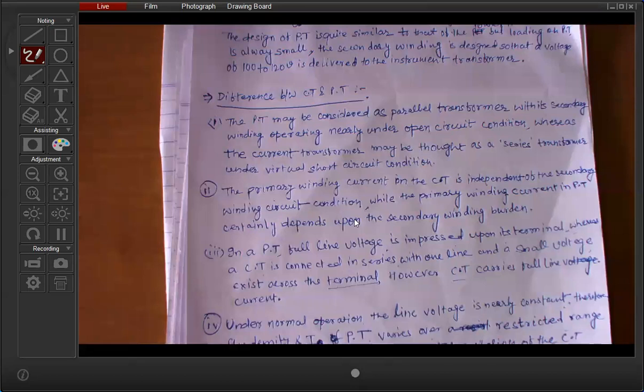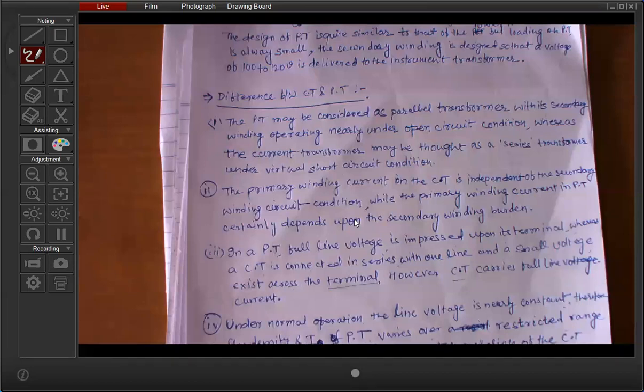that is V1 by V2 is equal to N1 by N2 is equal to I2 by I1. Current transformer is used for measurement, stepping down high current, and potential transformer is used for stepping down high voltage. So from the working point of view, current transformer is one type of step up transformer, and potential transformer is one type of step down transformer.